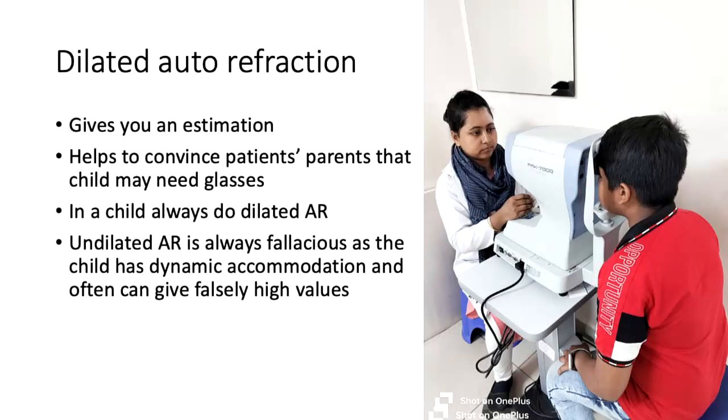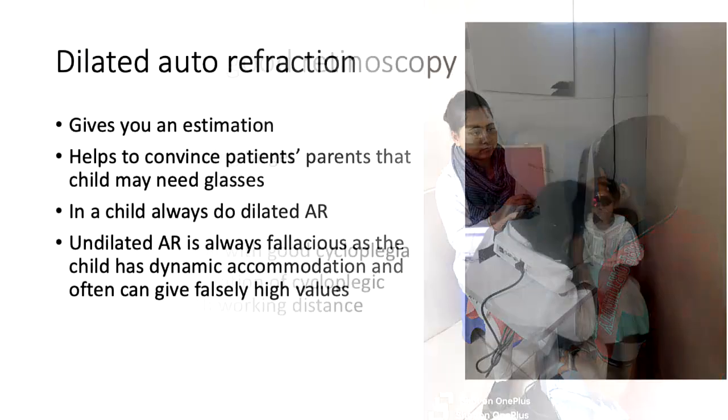Dilated autorefraction. This is only giving us an estimate. It helps to tell the parents, okay, look, your child has some power, but it doesn't give you the actual power. The actual power should come from a retinoscopy. The undilated AR should never be done because it is fallacious: the child has a very strong accommodation and it will give us false high values.